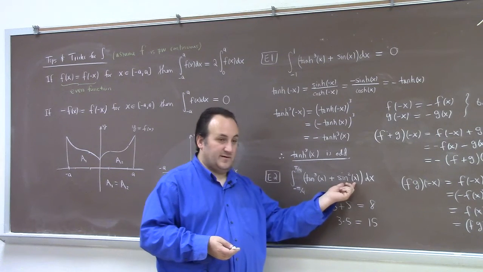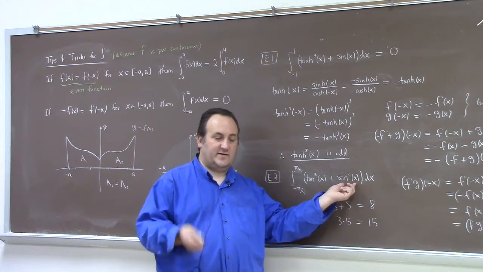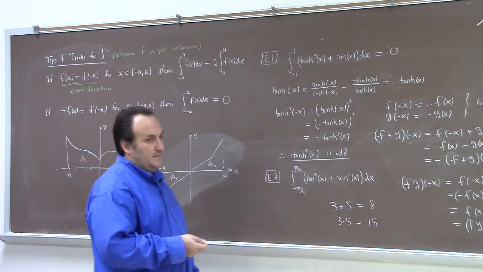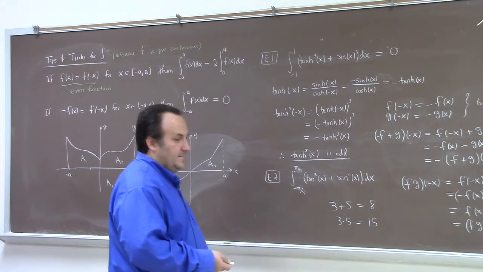But sine squared is an even function, actually, because it's the product of the sine times the sine, which is the product of odd and odd, which I just showed you is even. So sine squared is an even function.